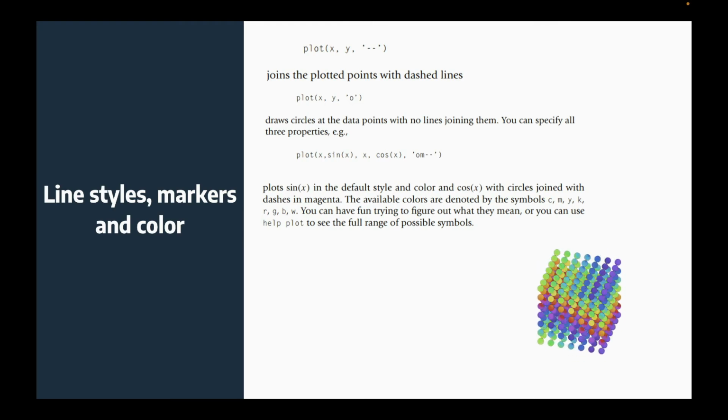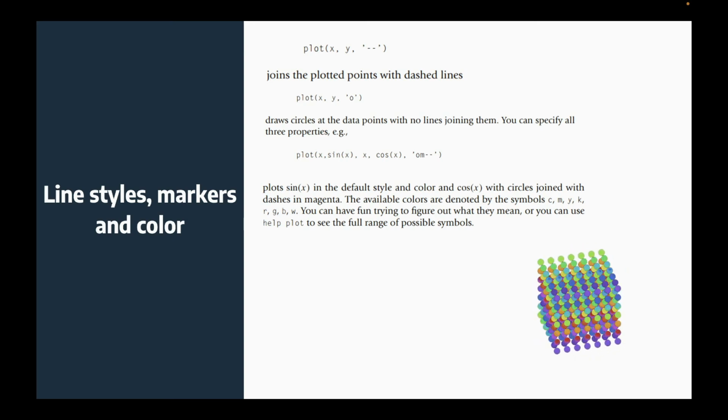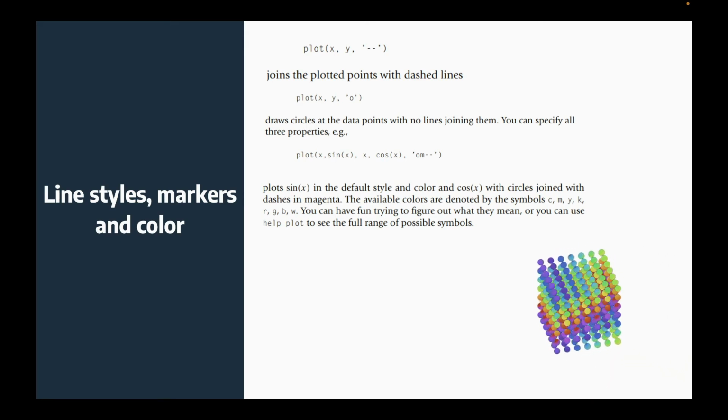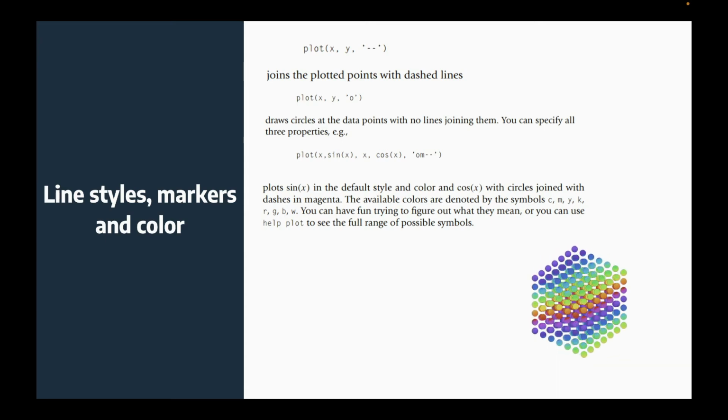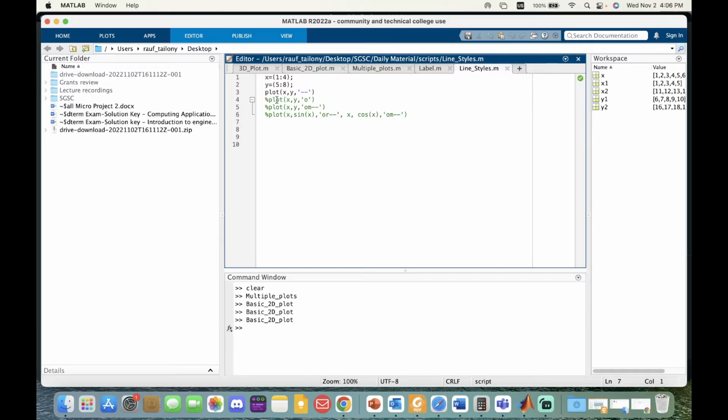What if I want the first one to be in a format of O's? Then I can say plot x1, y1, then between single quotations O, then x2, y2, between single quotations, two dashes. This way you'll be able to draw your graph. Now you can see here, if I plot dashes, if I plot O's, we already learned that. Now if I say plot x, y, O M, then two dashes after that, run it.